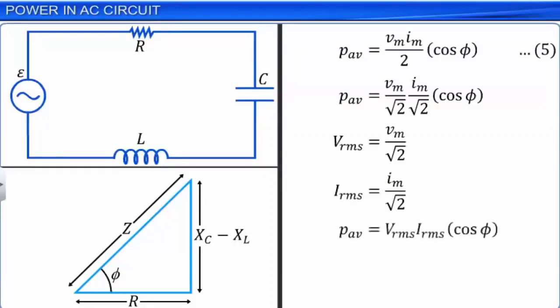Since Vrms is equal to Irms into Z, we can write average power PAV is equal to Irms square into Z cos phi. This shows that the power dissipation is dependent not only on the voltage and current in the circuit, but also on the cos of the phase angle phi between them. The term cos phi is called the power factor for the system.